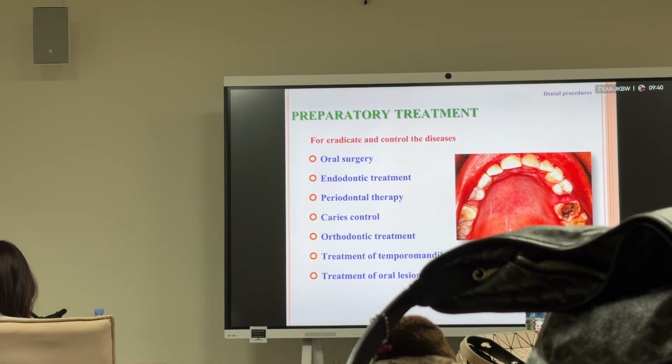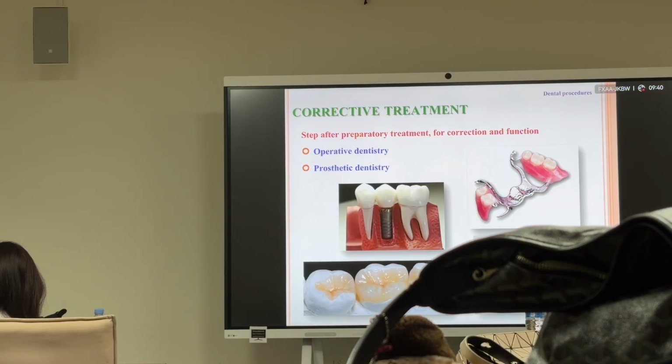Okay. Next, the preparatory treatment, to eradicate and control the disease, like oral surgery, endodontic treatment, periodontal treatment, caries control, orthodontic treatment, treatment of TMD and treatment of oral lesions, are in this phase. Corrective treatment is the step after preparatory treatment for correction and function, like operative dentistry and prosthetic dentistry.